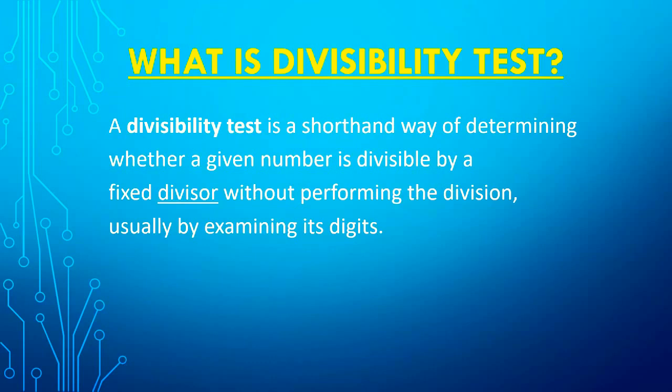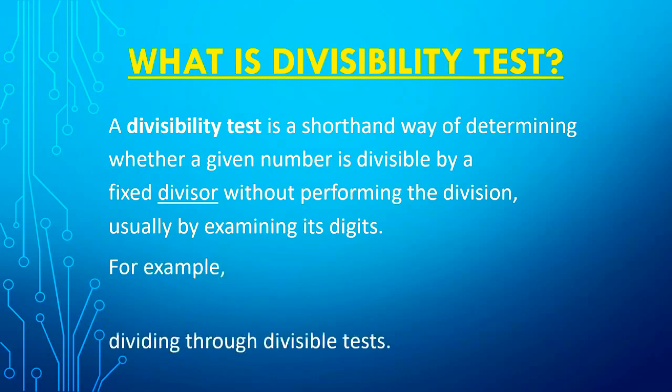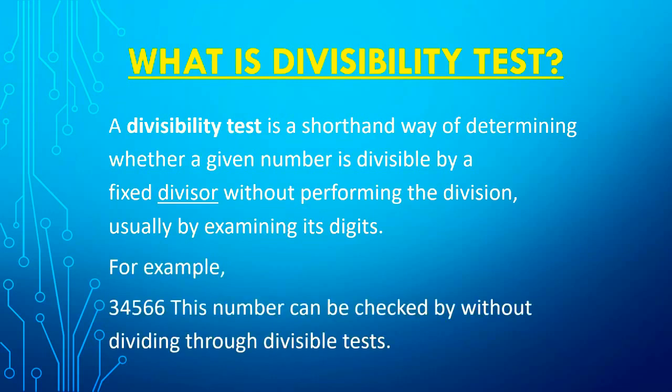Now, for example, we will see how to examine a number by its digits. For example, 34,566. This is such a big number that it will take time to divide. So we just have to check whether it is divisible by using the test. So this number can be checked without dividing, through the divisibility test.